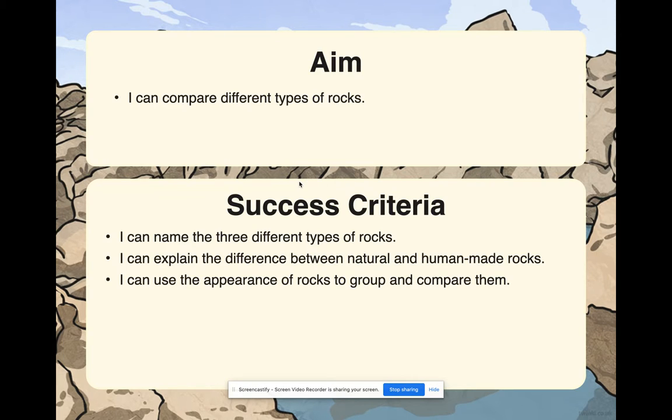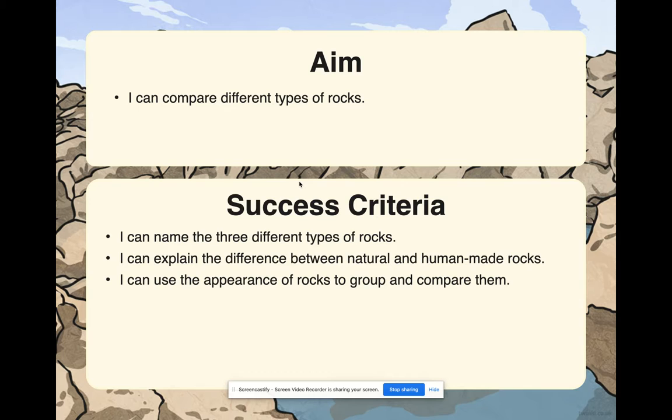So our objective and our aim is: I can compare different types of rocks. Go ahead and say it out loud to yourself. I can compare different types of rocks, and now go ahead and say it to your talking buddy. I can compare different types of rocks.